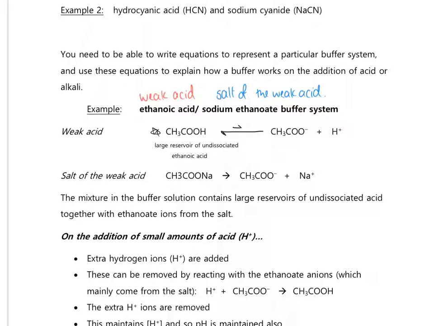Right, so when the ethanoic acid dissociates, it only does so partially. That's why we've drawn the forward arrow as short and the reverse reaction as longer. So what you're left with is what we call a large reservoir of undissociated ethanoic acid. Because it only partially dissociates, we have this pool of ethanoic acid that is ready to dissociate if it so needs to. What would cause it to dissociate a little bit more?